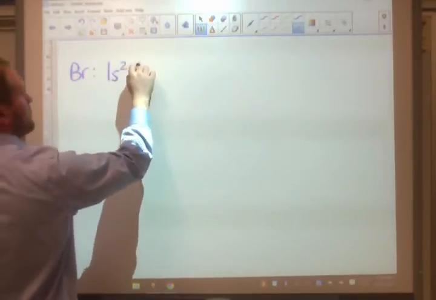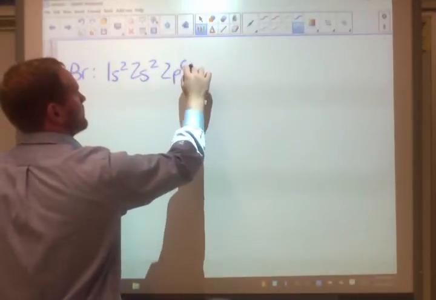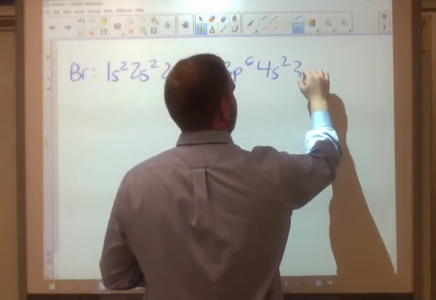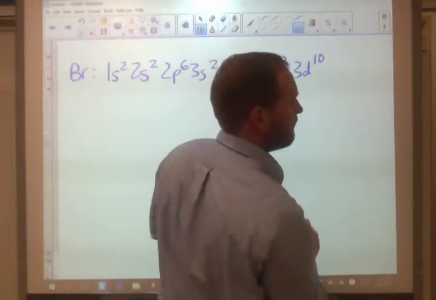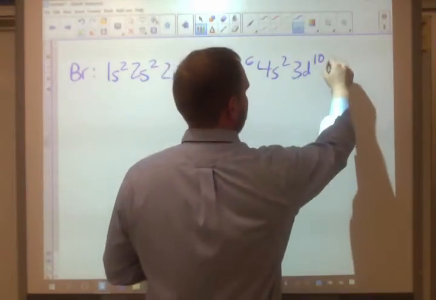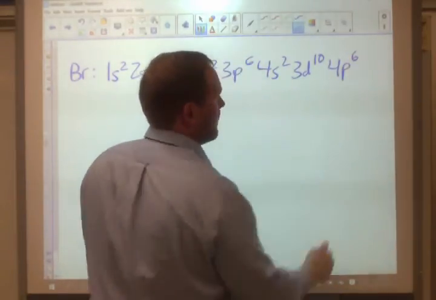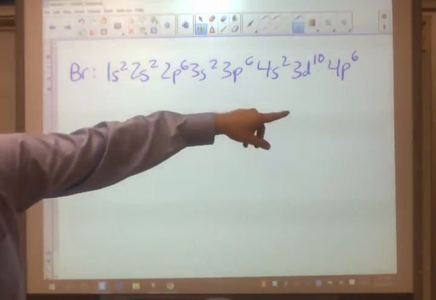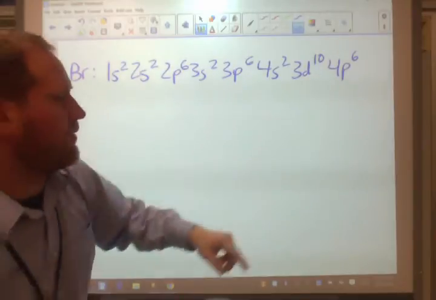Bromine is going to be 1s2, 2s2, 2p6, 3s2, 3p6, 4s2, 3d10, 4p6. Just making sure I don't shoot past it. Where's bromine going to end up? Oh, I did. Bromine is going to end up as 4p5.